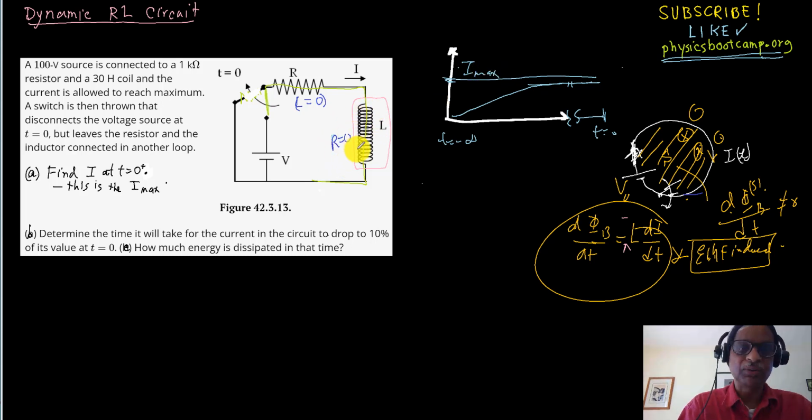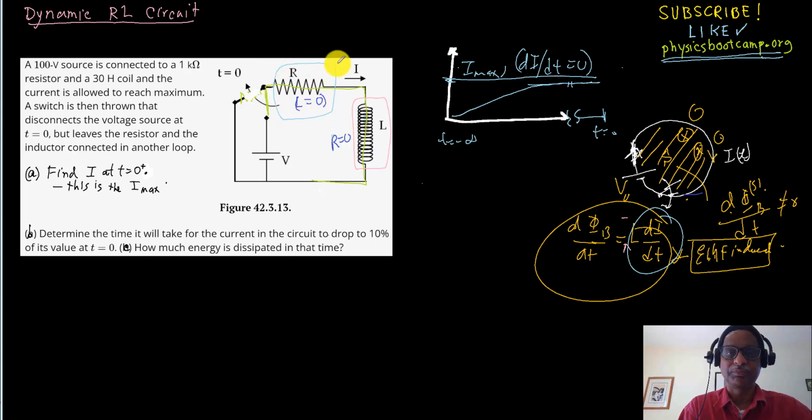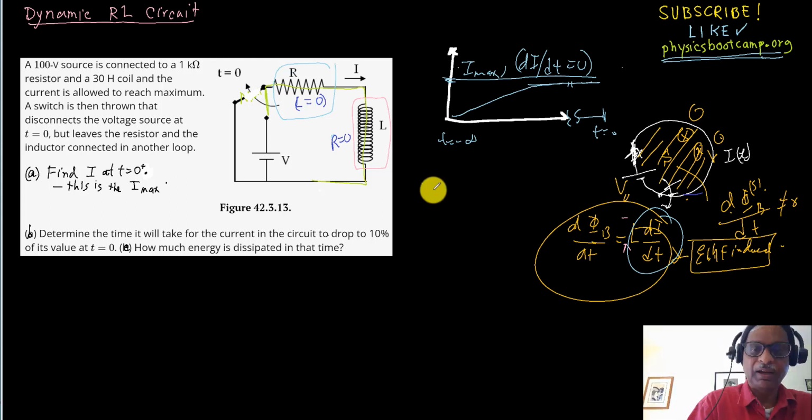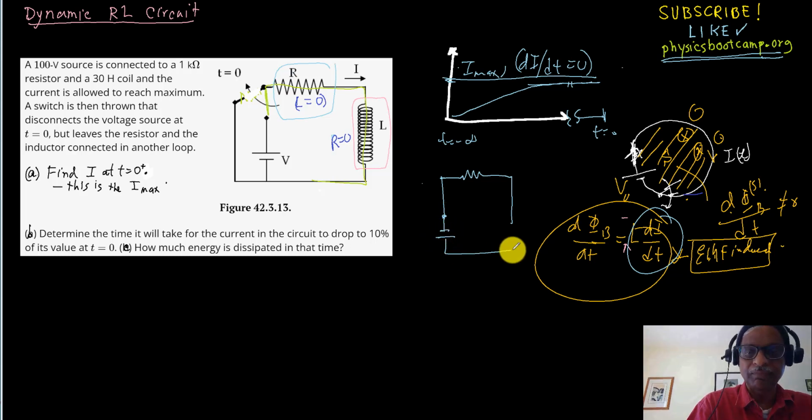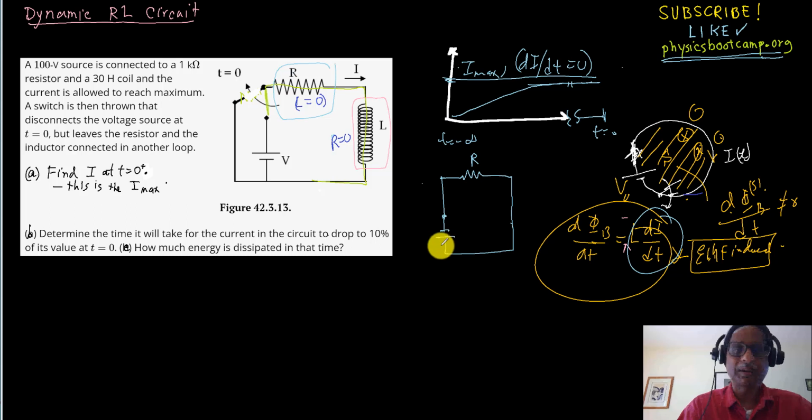Now this one has R equal to 0 in the inductor part, and at I max, di dt equal to 0. So when it's reached, there is no self-inductance. So at that time, everything is dropping over here. So to get an I max, you can think of the circuit as just being R and V.